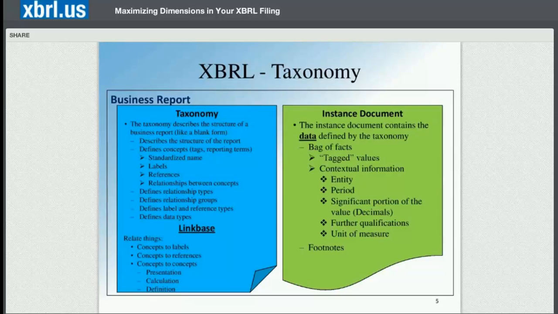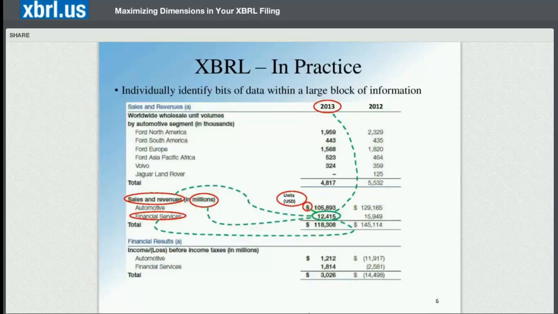In the instance document, there is additional information that you provide, additional context or metadata, and that goes on every individual value that you report in your instance. So looking at that and taking that into a real world analogy, what we have in front of us is a segment footnote from actually Ford. It's kind of apparent from the captions on the left if you start at the top under Worldwide Wholesale Unit Volumes.